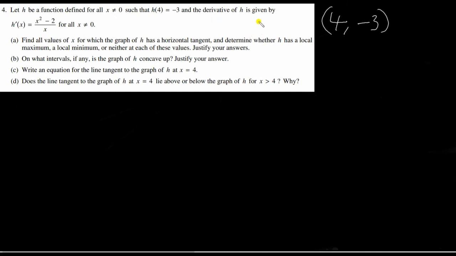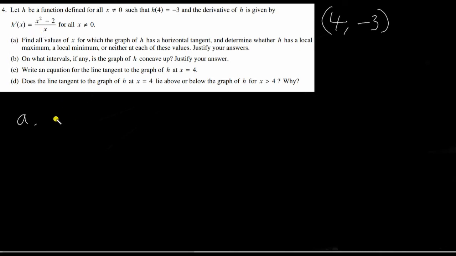And the derivative of h is given by h prime of x equals (x squared minus 2) over x for all x not equal to 0. So in part A, we need to find all values of x for which the graph of h has a horizontal tangent. A horizontal tangent means that the derivative is equal to 0. Since they're giving us the derivative, if we find where the derivative is equal to 0, that'll give us all the values where the graph has a horizontal tangent.